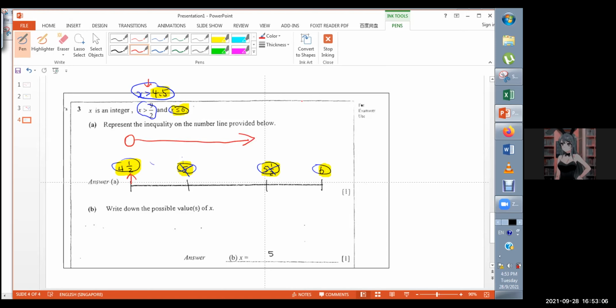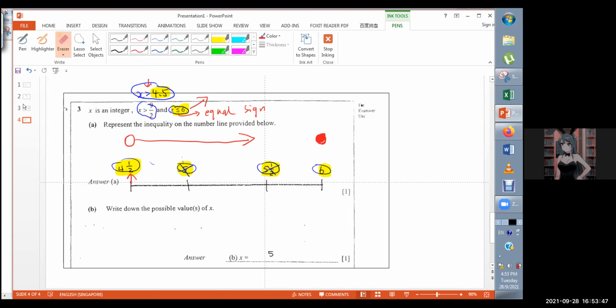Next over here, let's do x is smaller or equal to 6. Smaller or equal, so that means I need to have a solid circle. Why? Because there is an equal sign here. Can you see there is an equal sign here? So when there is an equal sign, solid circle. When there is no equal sign here, you have an empty circle. Then after that, this is smaller.